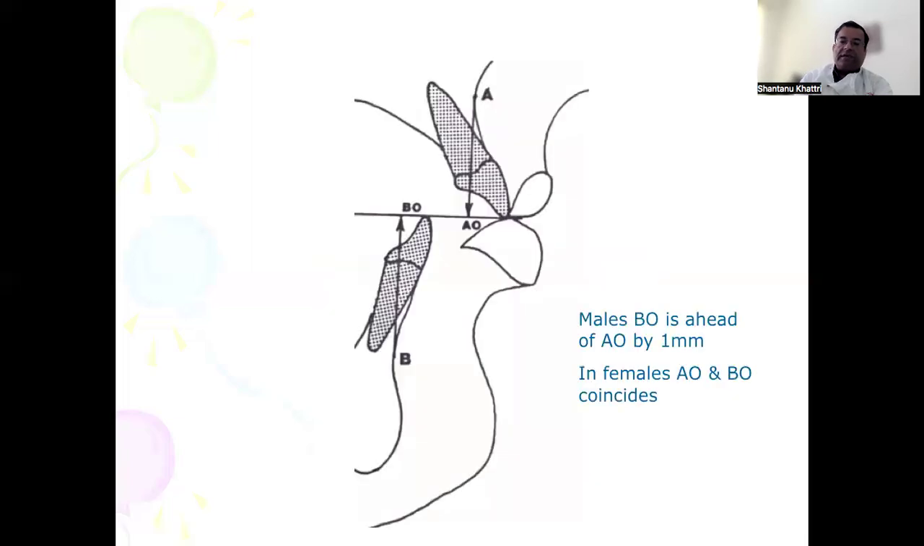Next is the width appraisal. It tells about the relationship of maxilla and mandible to each other, whether the maxilla is prognathic or mandible is prognathic, or maxilla is retrognathic or mandible is retrognathic. So the occlusal plane is drawn and a perpendicular line is drawn from point A to the occlusal plane, and a perpendicular line is drawn from point B to the occlusal plane. So this distance is measured. In males, the BO is ahead of AO by 1 millimeter. In females, AO and BO coincide. So accordingly, you can plan whether the mandible is prognathic or retrognathic or maxilla is prognathic or retrognathic.